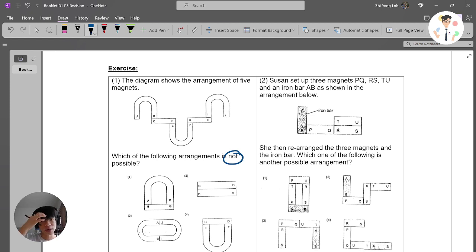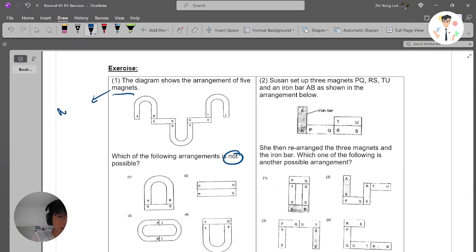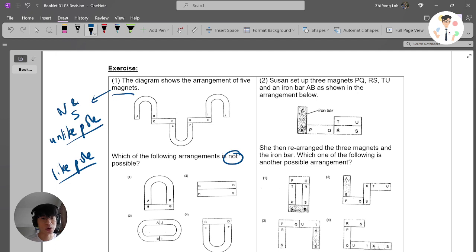Now, because it's a magnet, you know that there is a north and south pole. And we know that north and south, the unlike poles, will attract each other. But like poles will not attract each other, they will repel each other. Okay, so now let's take a look here.